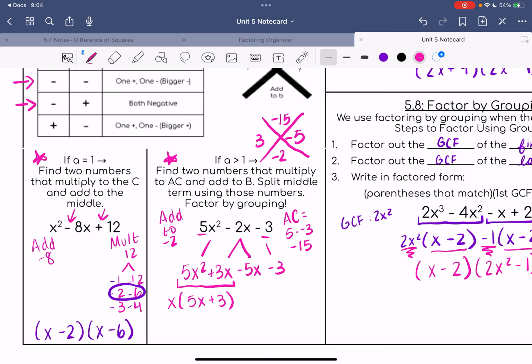And out of negative 5x minus 3, I can pull out just a negative 1. So it's going to be negative 5x divided by negative 1, it's going to be positive 5x. Negative 3 divided by negative 1 is going to be positive 3. Looky here, these two guys match. So 5x plus 3. And the other piece of my answer is this x and this minus 1. x minus 1. Okay, there you go.